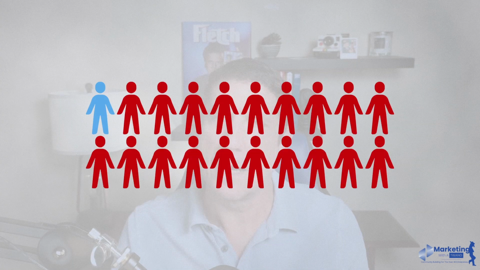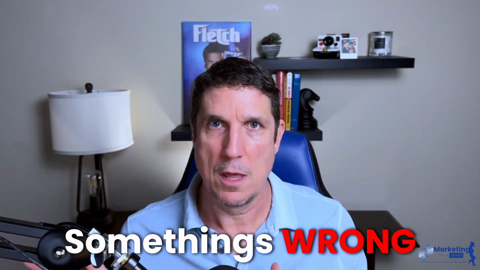Because if you check 20 and 19 of them are not a good fit, then something's wrong. If you're running ads, there's something wrong with your ads messaging. If you're doing it organically, there's something wrong with wherever they're coming from or your messaging there. So make sure you're spot checking.